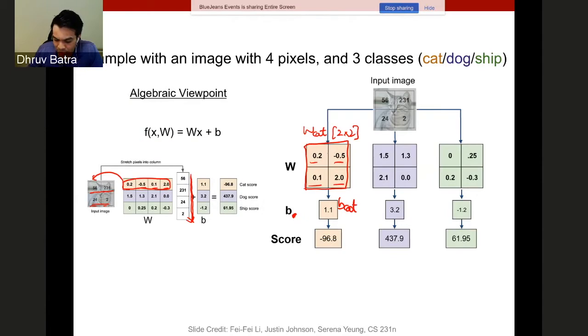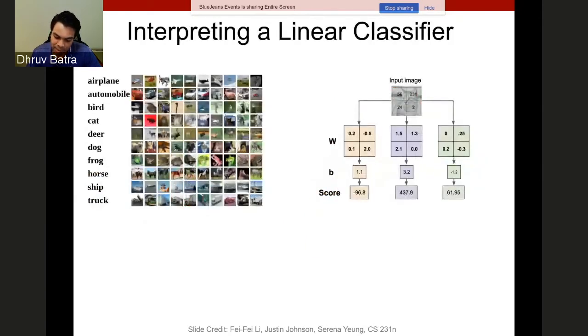And because I can reshape the rows of W into the same size as my image, this exposes that the dot product happening between the rows and the columns can be viewed as template matching. I basically place a filter of the same size as the image on top of the image, and I multiply all elements that overlap. So 0.2 times 56, -0.5 times 231, and so on, and I add a bias, and that gives me this score. That way of viewing things tells me that I should be able to visualize these W's.